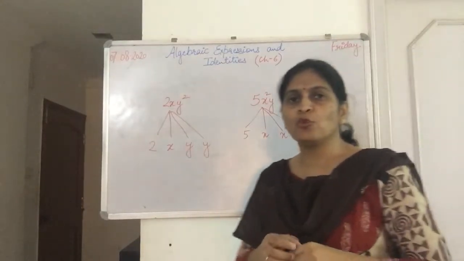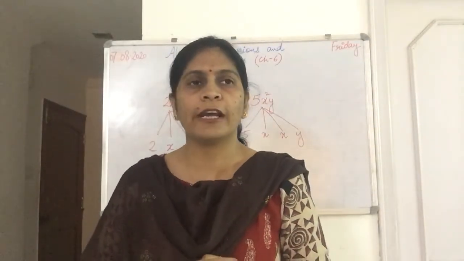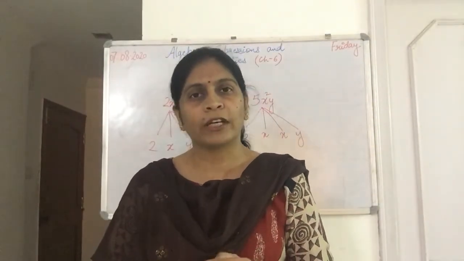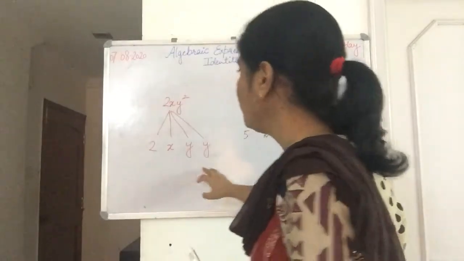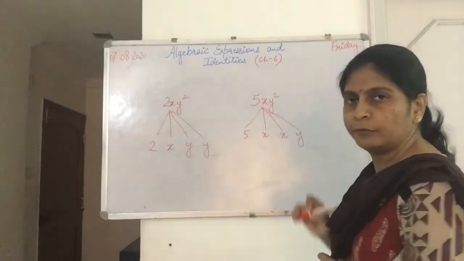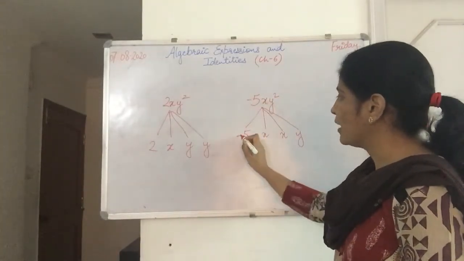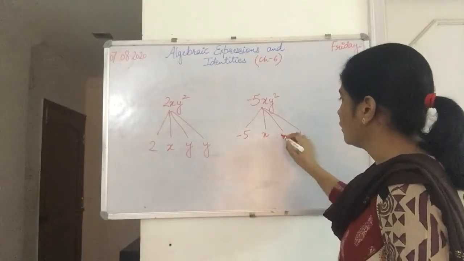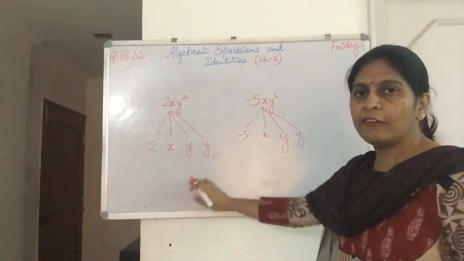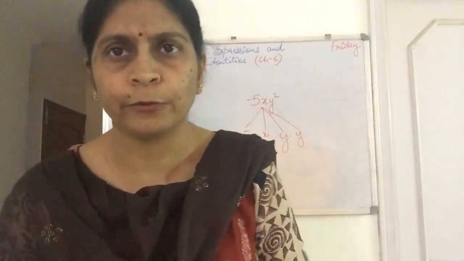So when two terms do not have the same variables, we call them unlike terms. So what are like terms then? Those which have the same variables. Instead of x, if I write y square or I write minus 5y square, or minus 5xy, then they will become like terms. Understood all of you? Thank you.